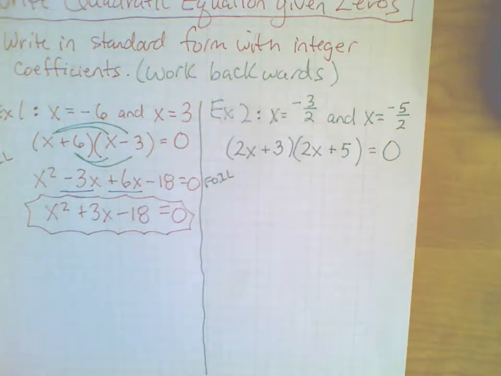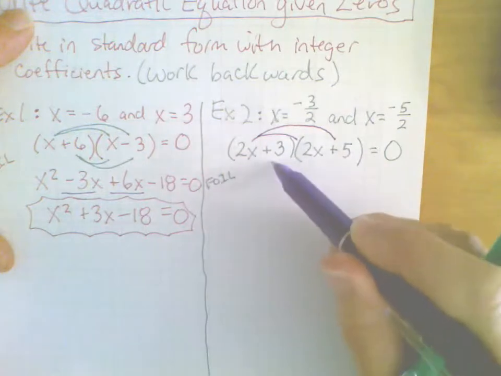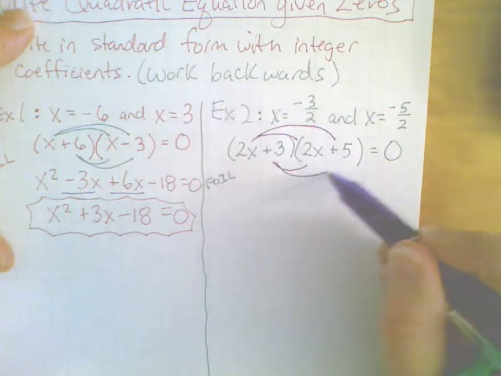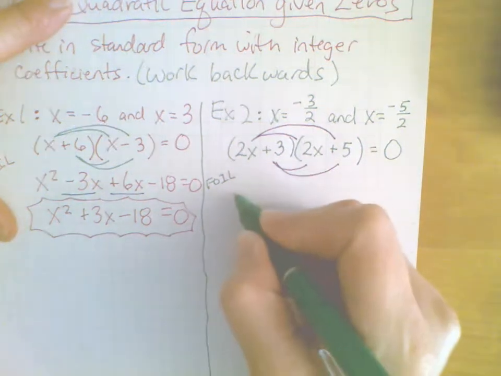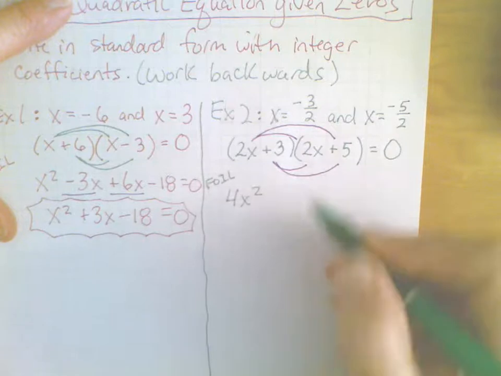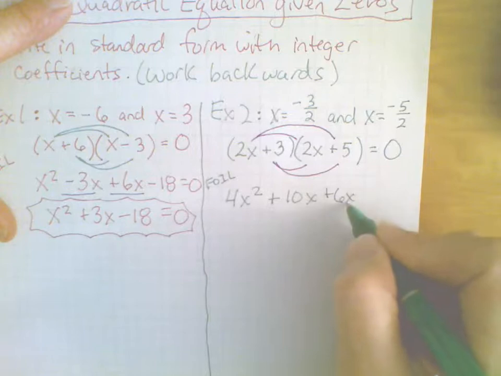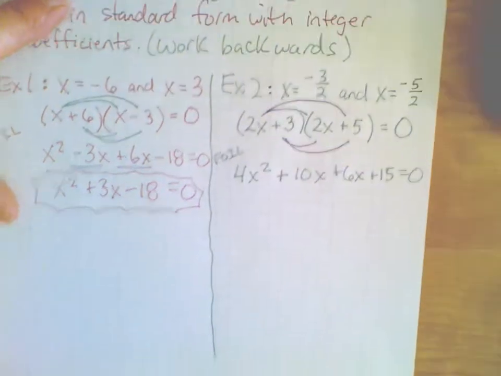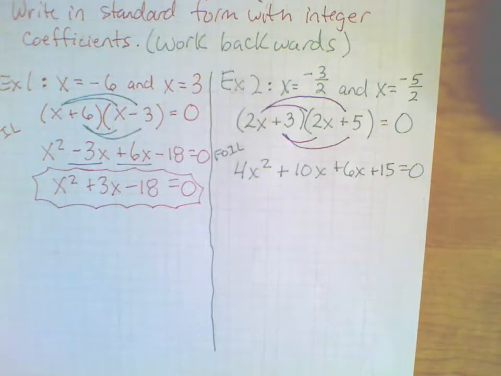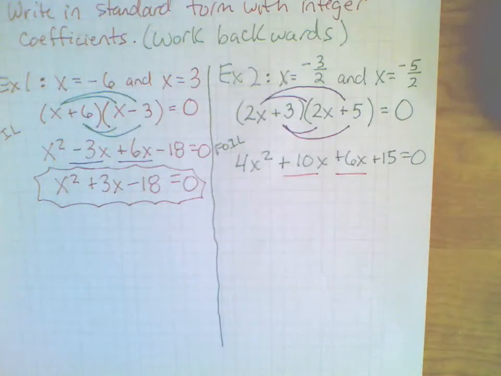So again, when I FOIL, I'm going to do 2x times 2x, and then 2x times 5, 3 times 2x, and 3 times 5. And then I need to simplify. So 2x times 2x is 4x squared. 2x times 5, 10x. 3 times 2x is 6x. And 3 times 5 is 15. So once again, I've got some like terms in the middle there. So I've got to combine those.